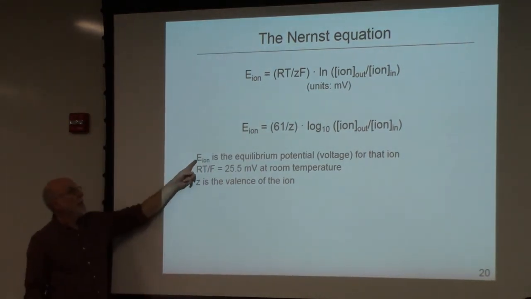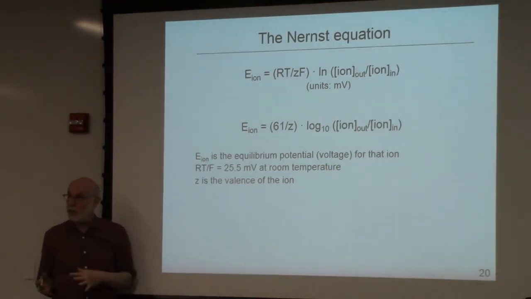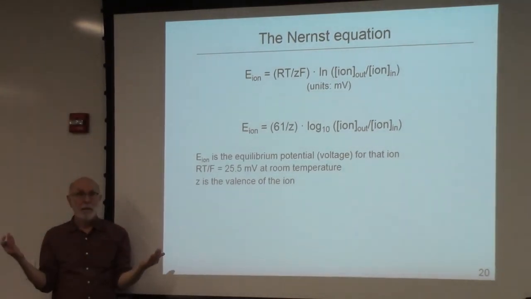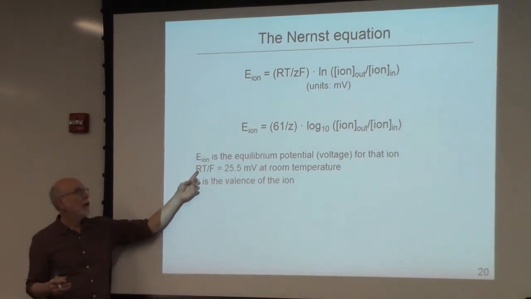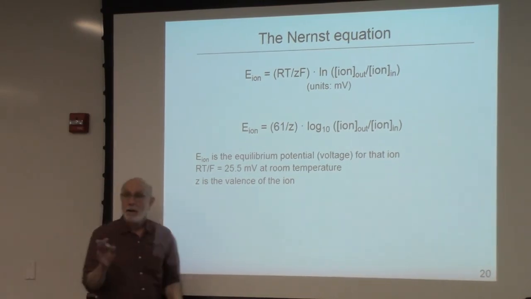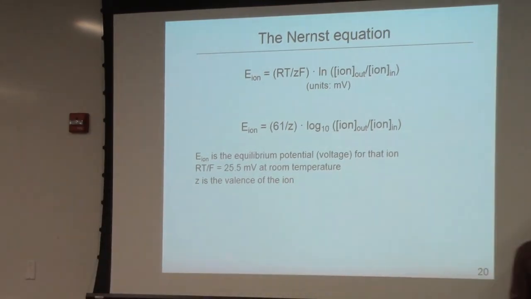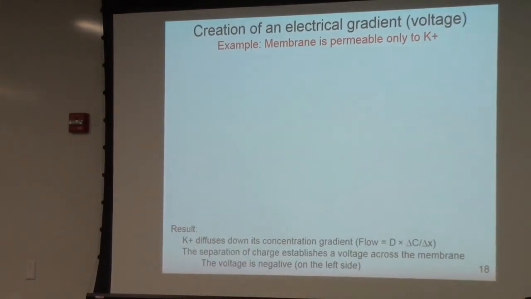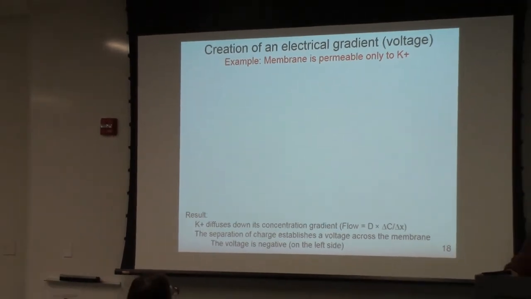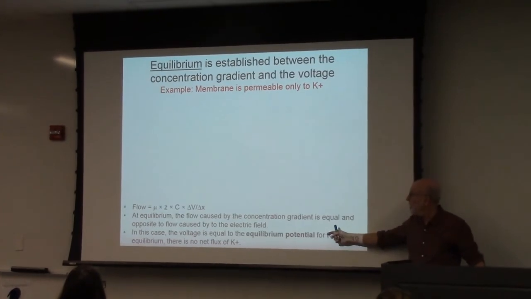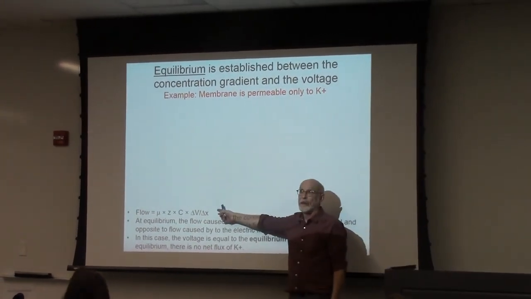Okay, so E is the voltage. So what we solve for is the voltage at which the flows are equal and opposite. RT over F is a constant. Z is the valence, the charge of the ion. Sophie: To go back to the two equations that you showed that were equal, which one is chemical and which one is the... This is the chemical, and this is the electrical.